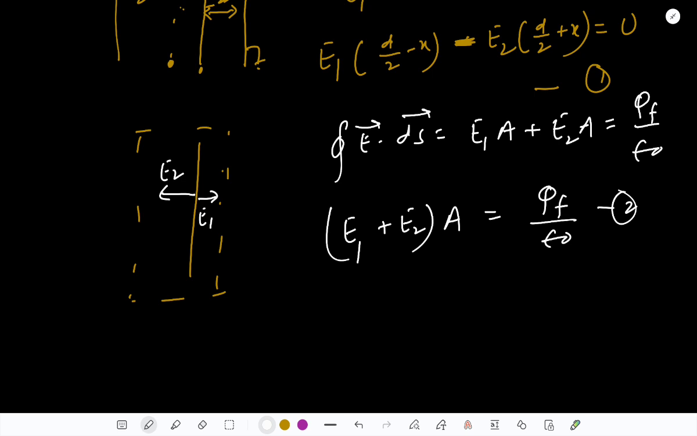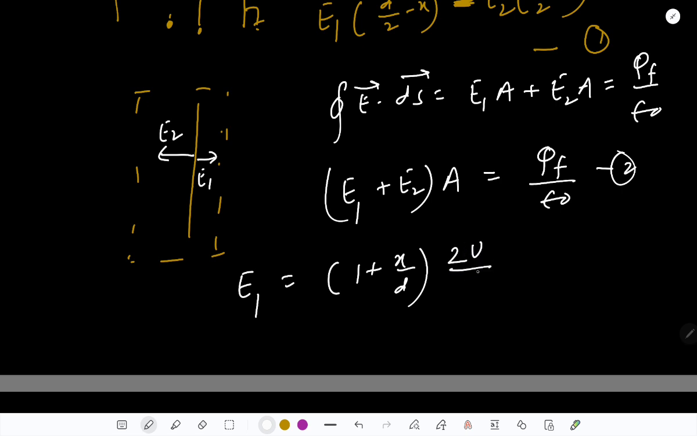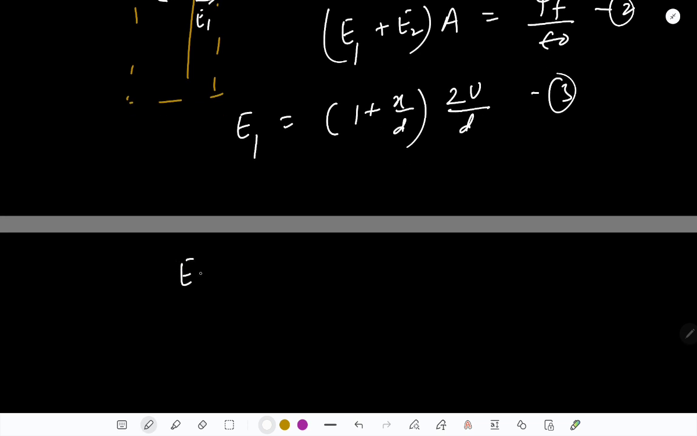from these two equations we can calculate the values of E1 and E2, and I guess you will calculate E1 equal to (1 plus x upon d) times 2U by d. This is E1, and I think in a similar manner E2 can be calculated, and it is going to be (1 minus x by d) times 2U upon d. So these are the electric fields between the plates. And now we are going to calculate the force acting on the foil.